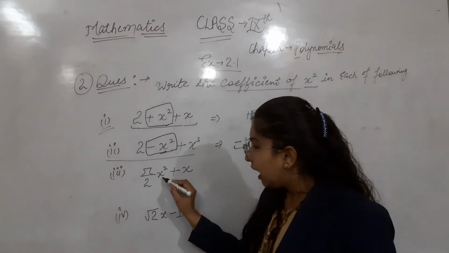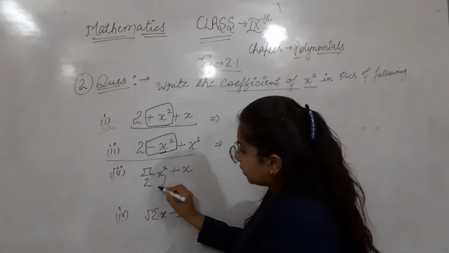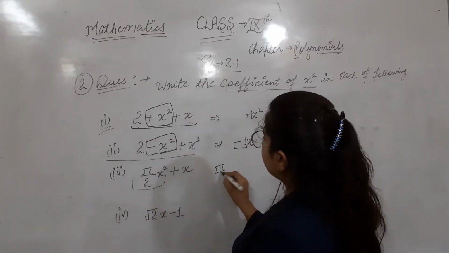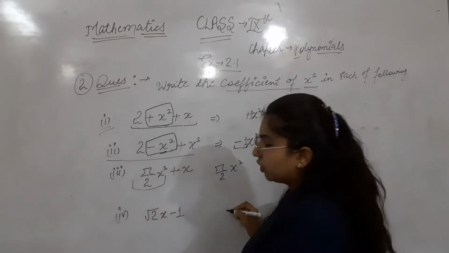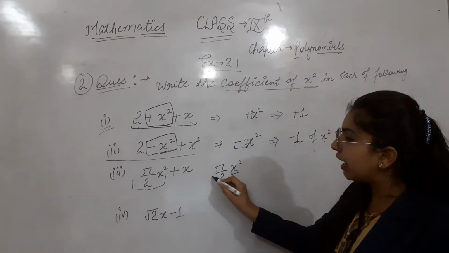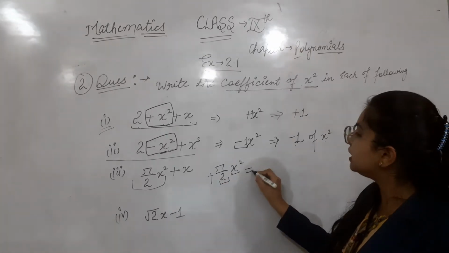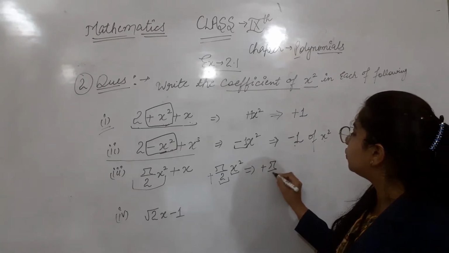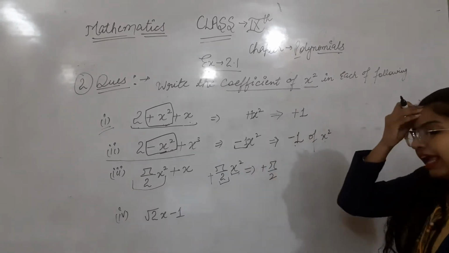Here, x square we have to pick. x square is this, pi by 2 x square. With x square, what is written? Pi by 2, and the sign is plus. Then plus pi by 2 will be the coefficient of x square.